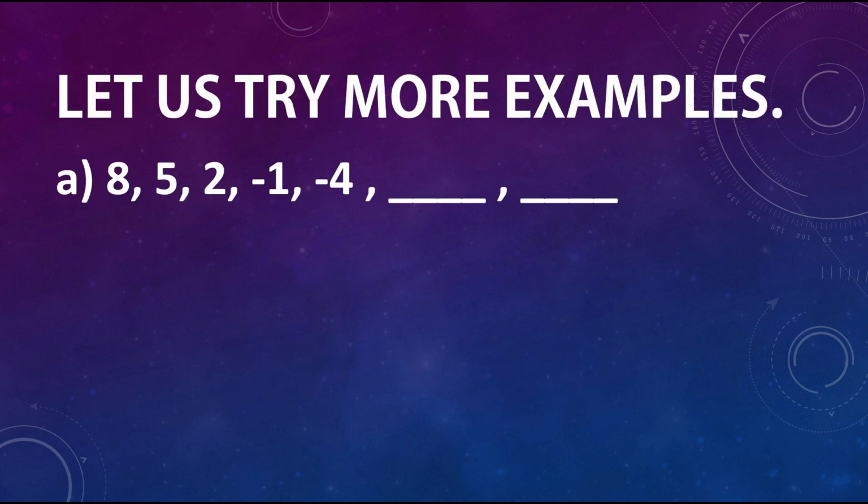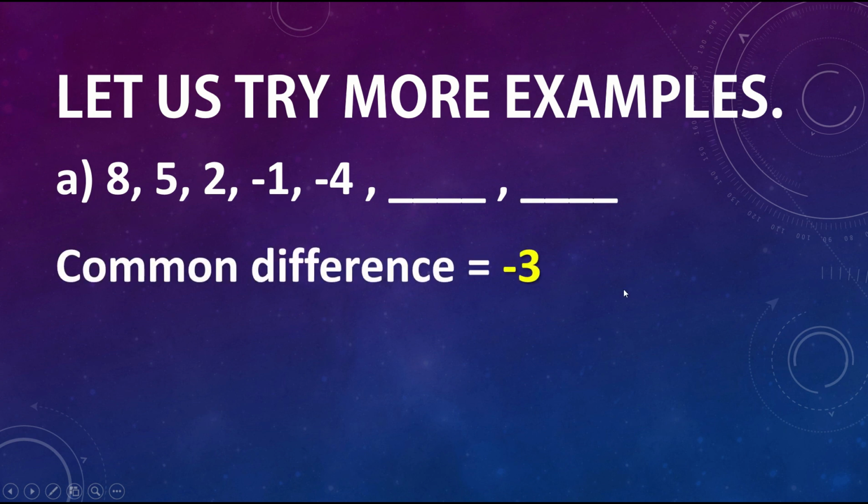Next, we have the sequence 8, 5, 2, -1, and -4. Again, we need to determine the next two terms of this arithmetic sequence. First, find the common difference. So that is 5 minus 8 is -3. 2 minus 5 is -3. -1 minus 2 is -3. -4 minus -1 is also -3. So the common difference of this arithmetic sequence is -3.